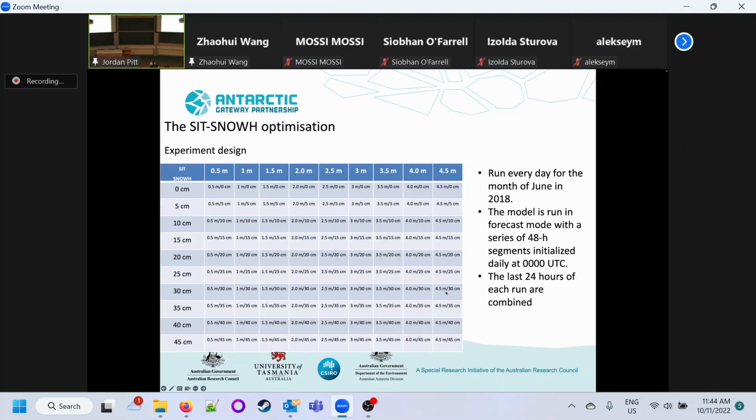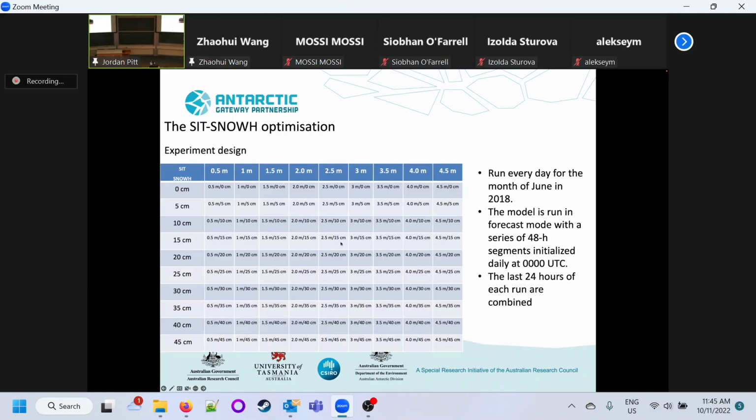So in the last experiment, we aim to find the optimized parameterization of the sea ice thickness and snow height for accurately simulating the surface temperature in the Polar WRF model. In this experiment, we set up a series of tests that use different combinations of constant sea ice thickness and snow height prescriptions, as shown here.